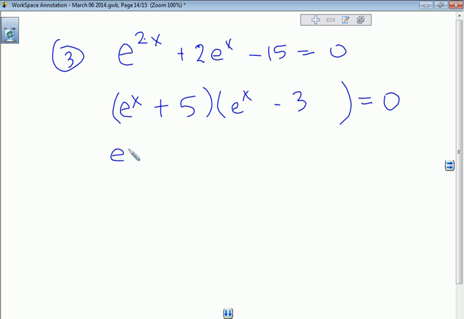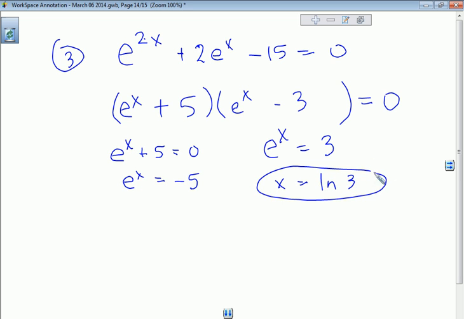And once again, if we look at this first factor, when we set it equal to 0, we get e to the x equals negative 5. So we don't have any solution here. There's nothing I can raise a positive number, e is approximately 2.71, to a power and get out a negative number. So we look at our second factor and see if that gives us any solutions. So here we go. e to the x equals 3. Take the natural log of both sides, and we get x equals the natural log of 3.